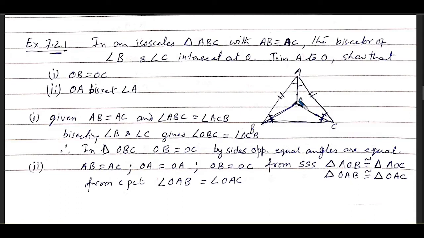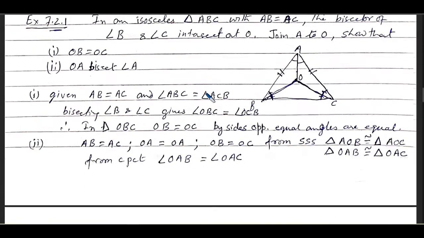This OA will bisect. So if we can prove that this triangle and this triangle are congruent, then from CPCT I can say that this angle is equal to this angle. So it bisects, half of this, half of this. So let us see how you prove it. What I have said, you have to write it down.